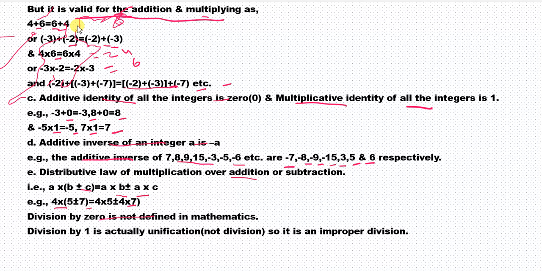Division by 0 is not defined in mathematics. There is no definition; it cannot be defined if there is division by 0. Division by 1 is actually unification, not division, so it is an improper division.